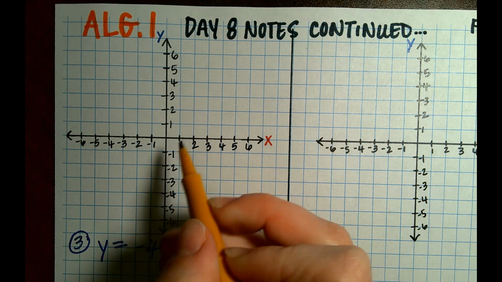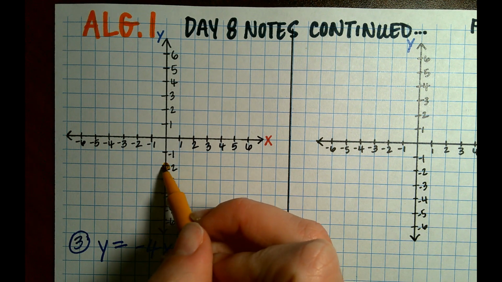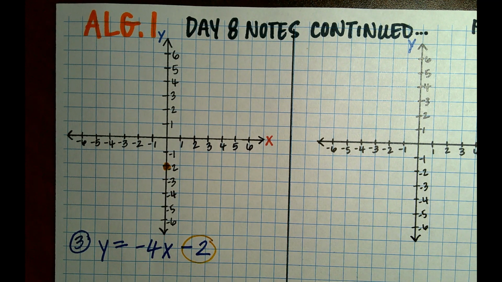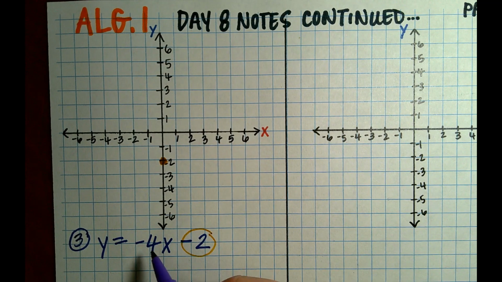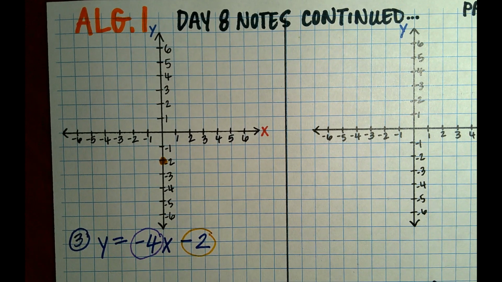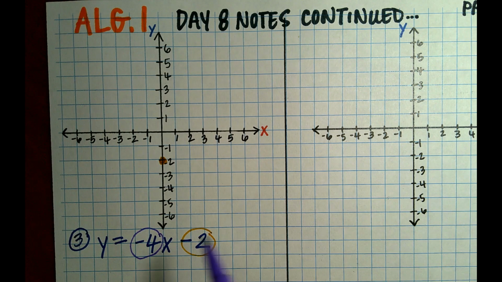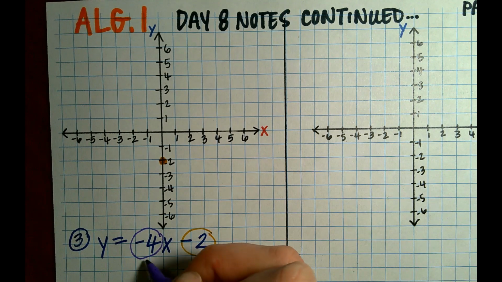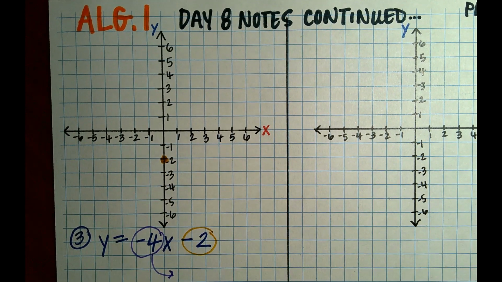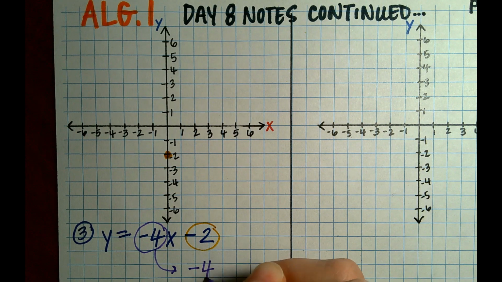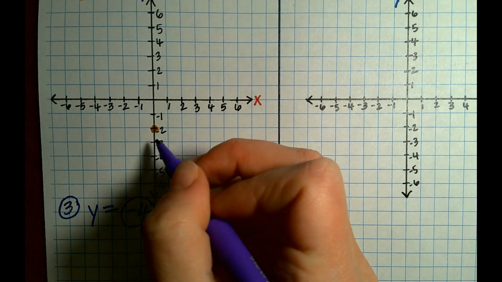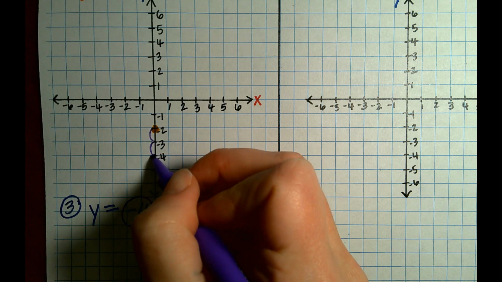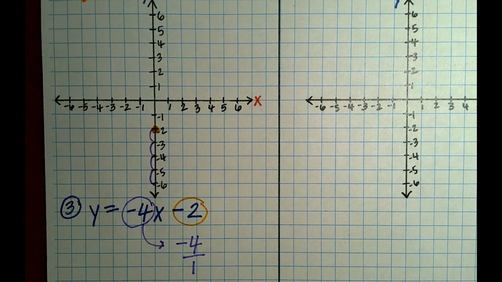-2 on the y-axis. Perfect. What's our slope though? -4. Ah, -4. Do we go up 4? Down. Down 4. When our slope is negative, we move down. Tricky. So we're going to go down 4. 1, 2, 3, 4.